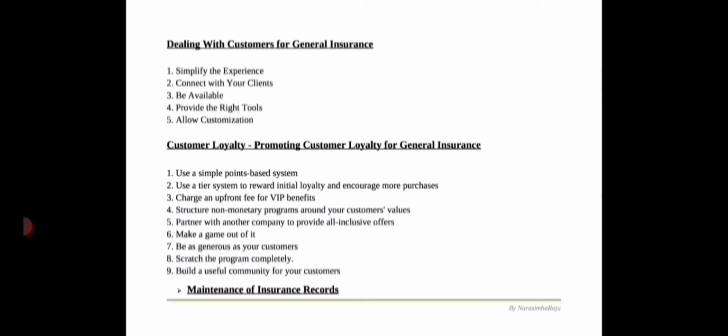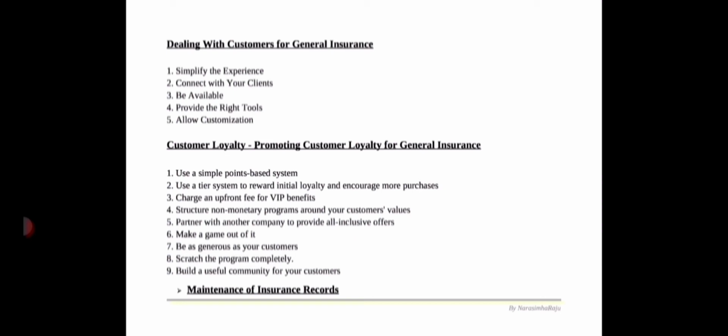And the next one is be available. It is becoming increasingly important for customers to get their questions answered from the comfort of their own homes. Insurers should be available and accommodating to that. So customers want to be able to access their information 24/7 from anywhere in the world.